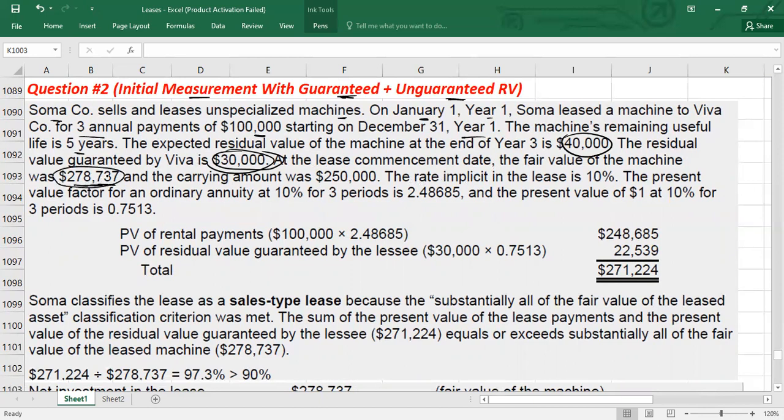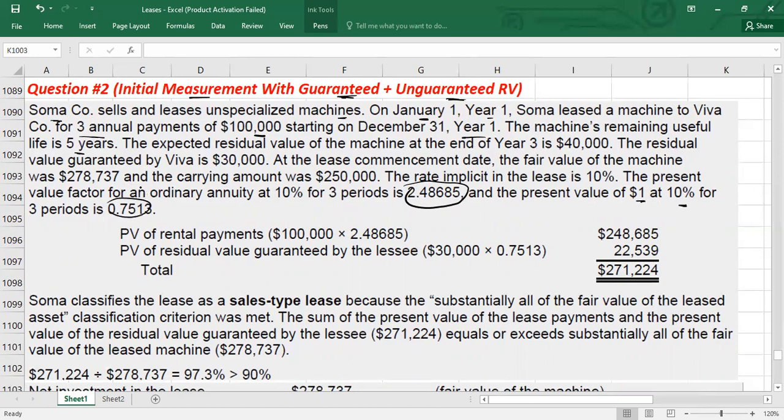This is the fair value of the machine. And carrying value of the machine is 250,000. Rate implicit in the lease is 10%. And here we are provided with the annuity factor also, guys. Annuity factor for 3 years at 10% is this one, and the present value factor of $1 at 10% for 3 periods is this one.